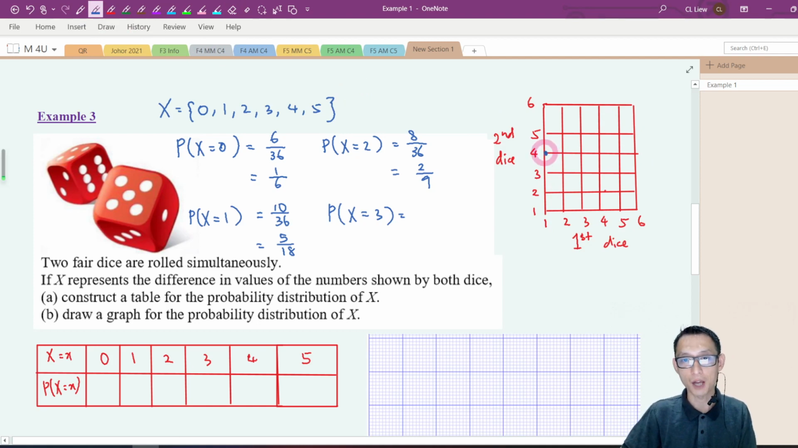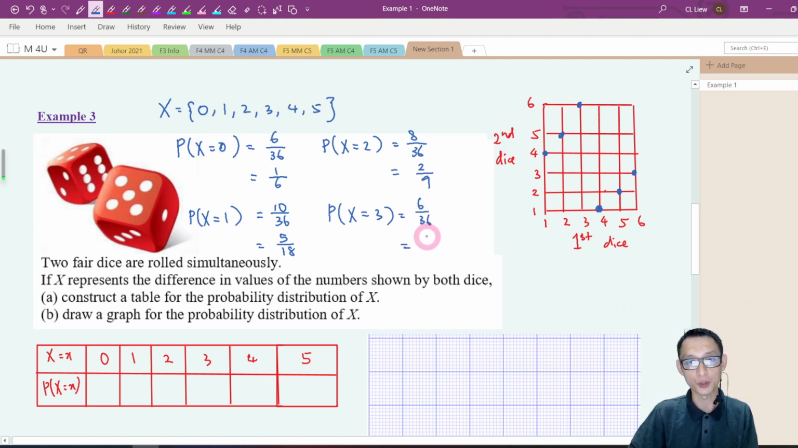1 paired with 4. 4 minus 1 is equal to 3. So 2 paired with 5, 3 paired with 6, 4 pairs with 1, 5 paired with 2, and 6 paired with 3. All the differences here are equal to 3. 1, 2, 3, 4, 5, 6.